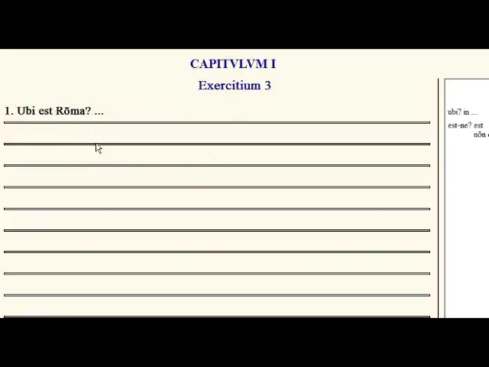Here's where you get to provide your own Latin sentences. Ubi est Roma? The answer, Roma in Italia est. You don't get to type that in, you actually say it. Roma in Italia est. Ubi est Italia? Italia in Europa est. Go ahead and finish those exercises, and I'll see you in lesson 2.